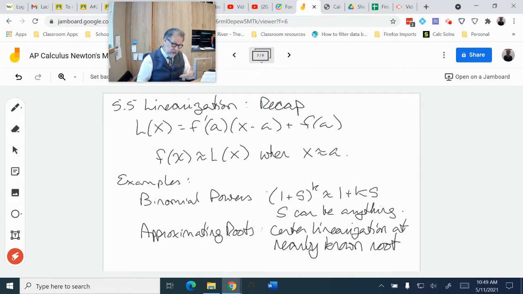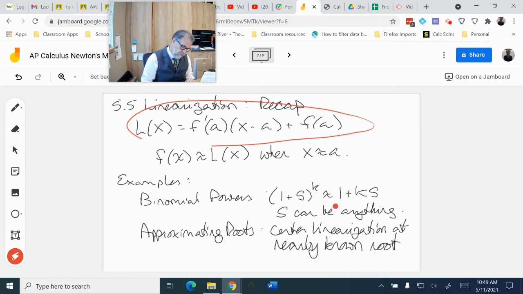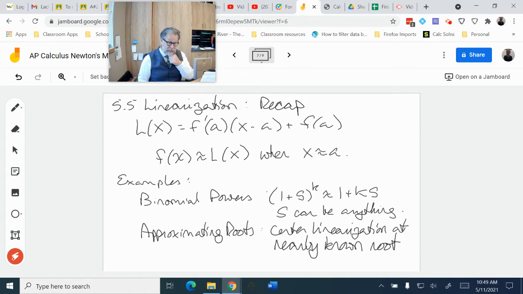So first thing we said is, well, how do we do that? And of course, there's the equation of the line using point slope form. We use capital L for linearization. And we said that a function is approximately equal to that linearization as long as you are looking at a value of x that is near the value that you chose as the center of your linearization. X equals a is the center of the linearization.